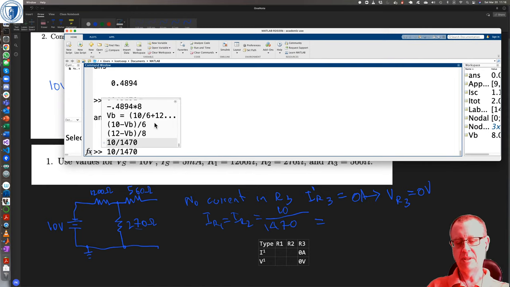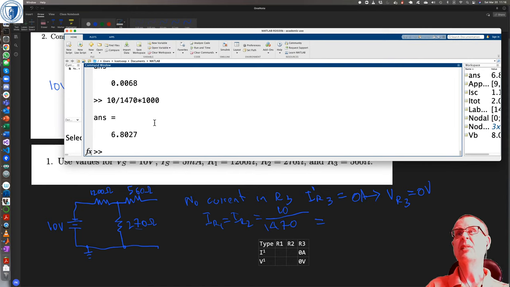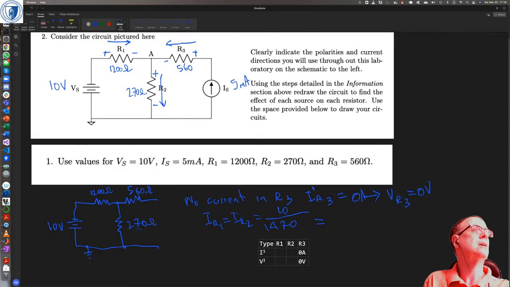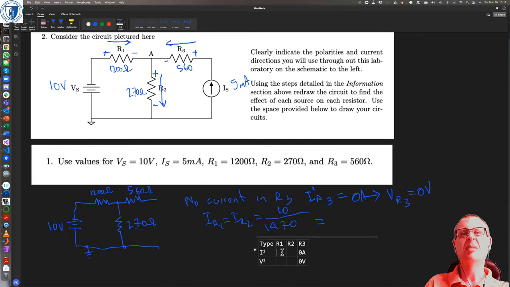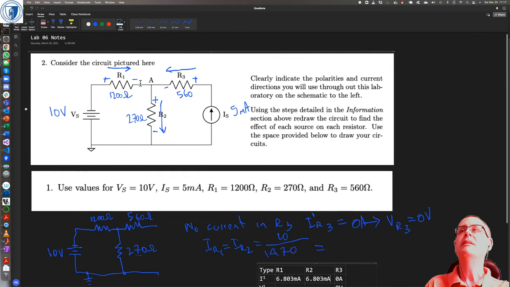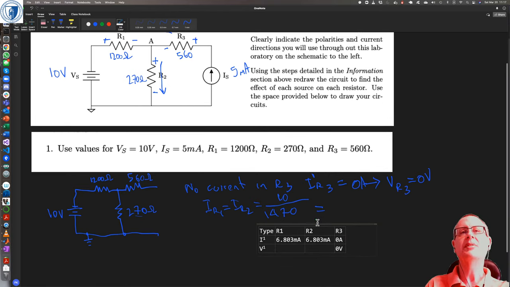And I might just multiply it by 1,000 so I can see some more significant figures. So that's 6.803. So both of those are the same, right? 6.803 milliamps, 6.803 milliamps. Let's just check. Yes, they're both flowing in the same direction, so they do have the same sign.